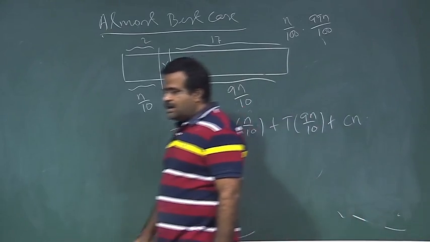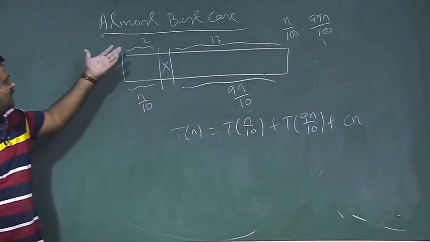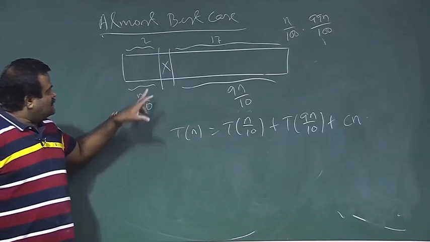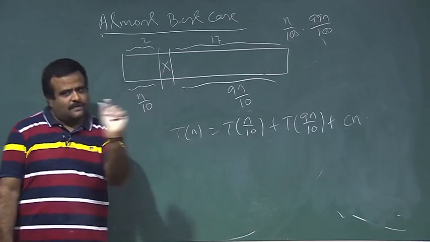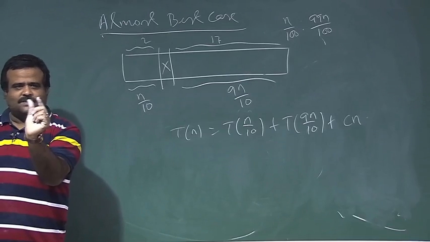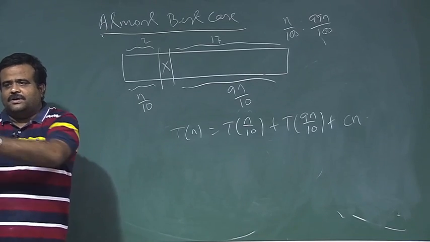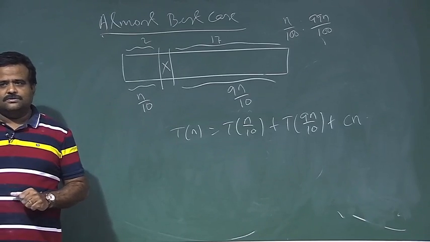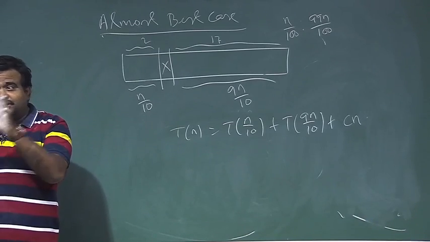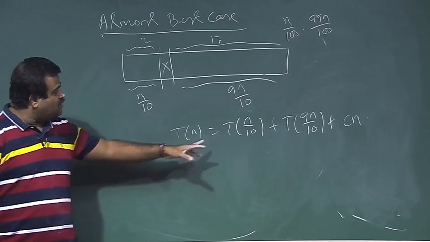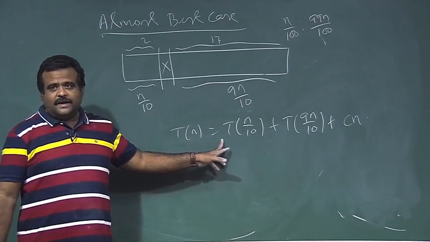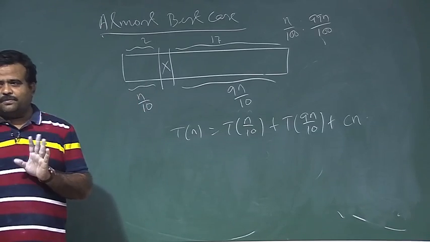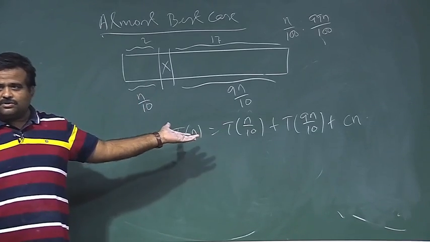This is the recurrence for this almost best case, where the pivot is such that it will ensure that some fraction, maybe a little fraction, will be on one side and almost all the remaining elements will be on the other side. So it is not 0 and n minus 1, it is better than that. Now we want to know the solution for this. If it gives us order of n log n, then we say this is a good pivot. In fact, this will give us order of n log n.